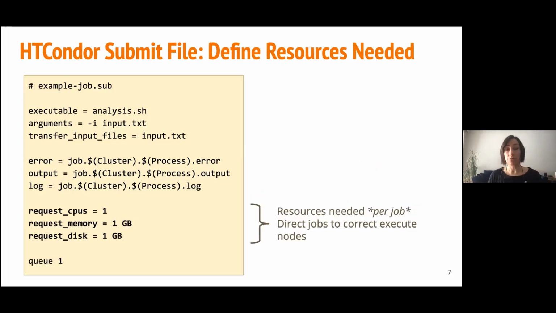The next 3 lines here explicitly define the resources that are needed to perform this job. So there's a request for the number of CPUs, which is really a request for the number of cores, a request for the amount of memory, as well as the amount of disk. And this is on a per job basis. This information is important for HTCondor to find the execute nodes that are able to run your work. And so really these details are going to steer your job to the appropriate resources that are available.